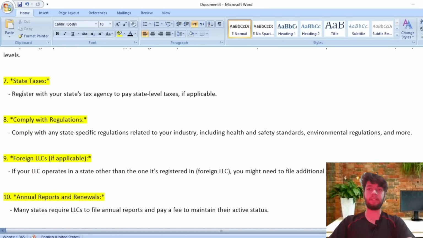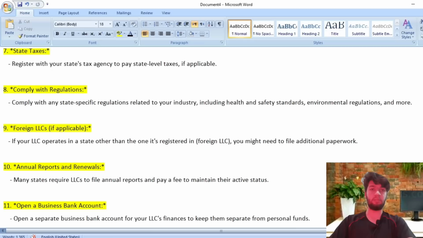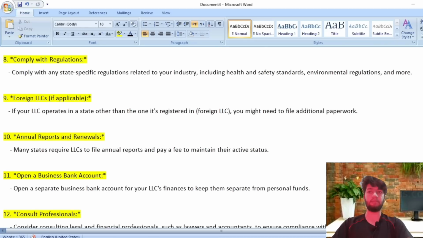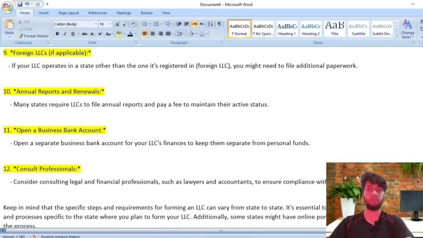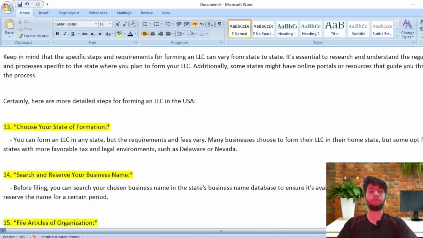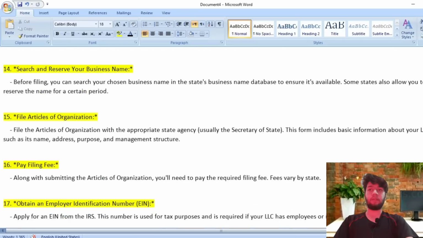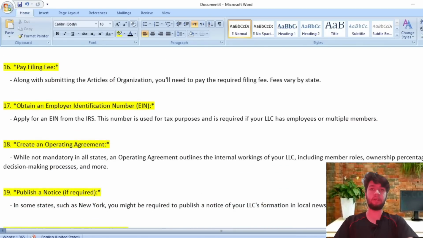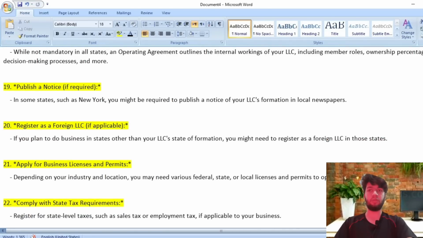Choose your state of formation, search and reserve your business name, file articles of organization, pay filing fee, obtain an employer identification number, which is also called EIN, create an operating agreement, publish a notice if required, register as a foreign LLC, apply for business license and permit, comply with state tax requirements, file annual reports, separate business and personal finances, stay informed about regulatory changes, renewals and updates.